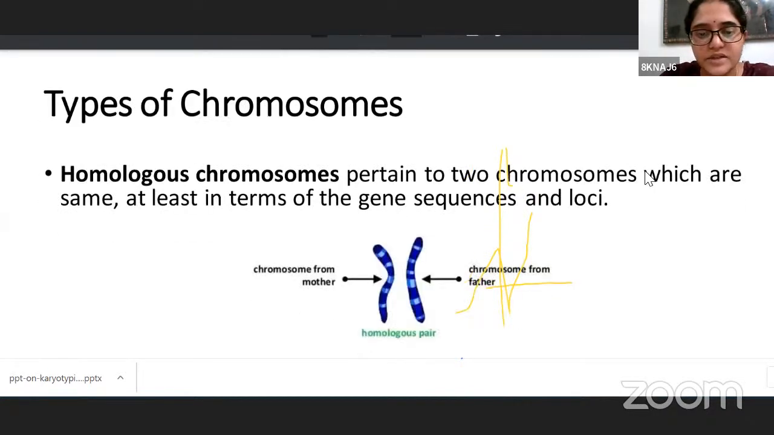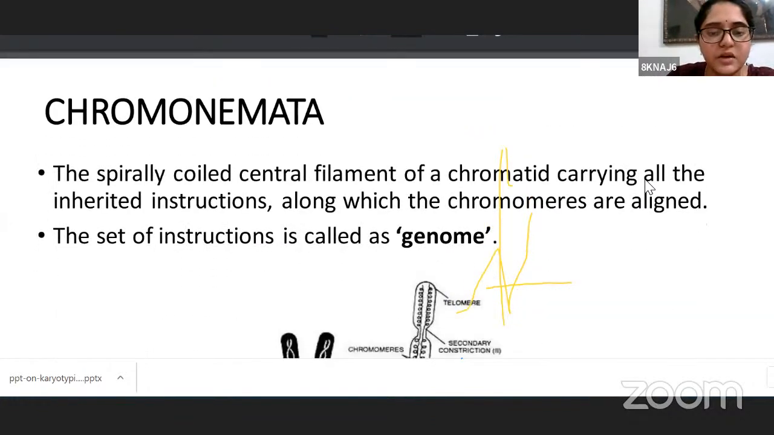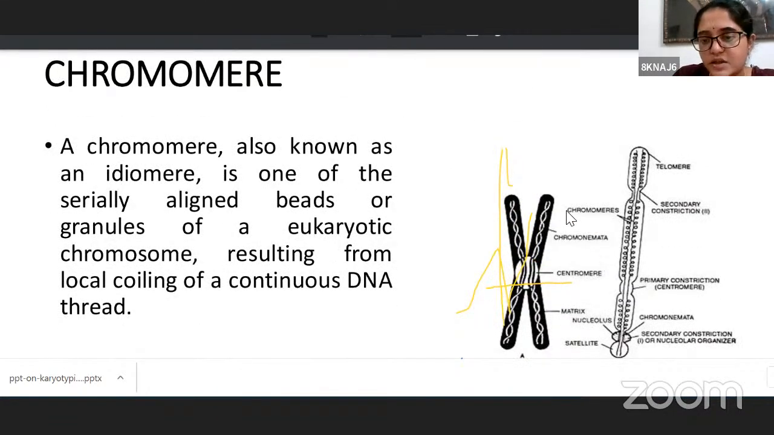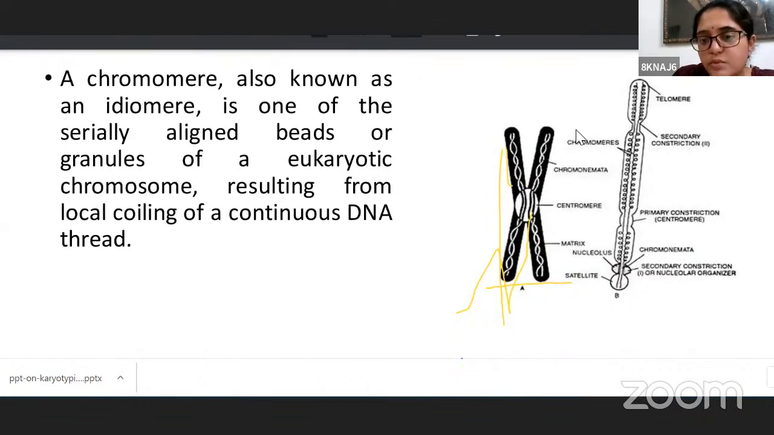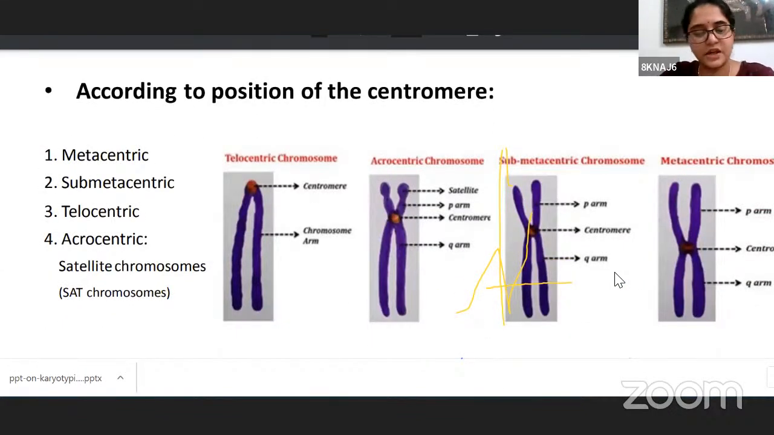Let us see if I have this euchromatin versus heterochromatin. Functions of chromosomes are being there. What exactly is a chromomere? See, again, they have shown chromosome, chromomeres, chromonemata, centromere. This is the satellite again. Now we'll have to come to the classification of chromosomes also. This is not the slide that I was looking for, the differentiation for euchromatin versus heterochromatin basically. See if it is available.